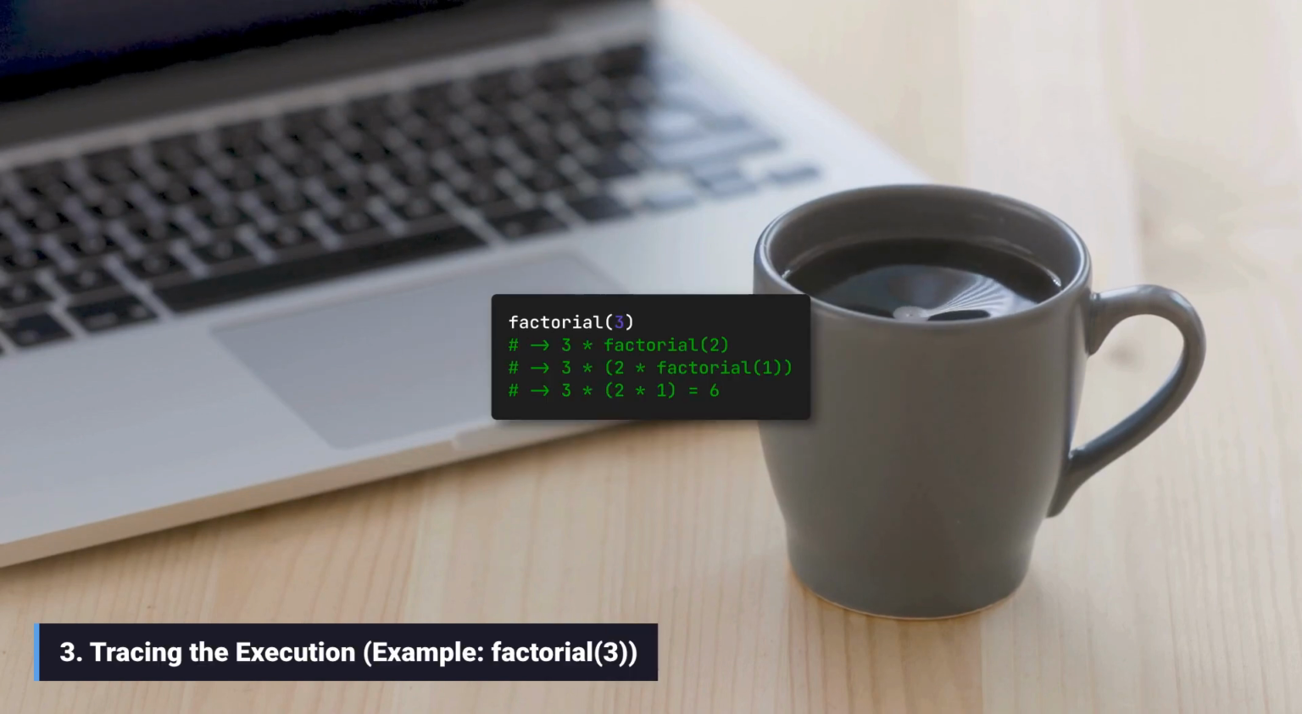3. Tracing the execution. Let's trace factorial of 3. First, factorial of 3 returns 3 times factorial of 2. Next, factorial of 2 returns 2 times factorial of 1. Finally, factorial of 1 hits the base case and returns 1. The results then multiply their way back up. 2 times 1 equals 2, and then 3 times 2 equals 6. The result is 6.